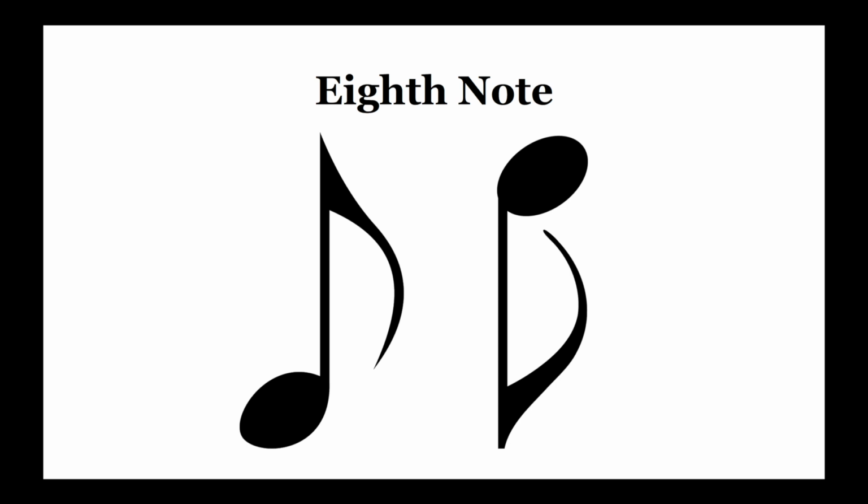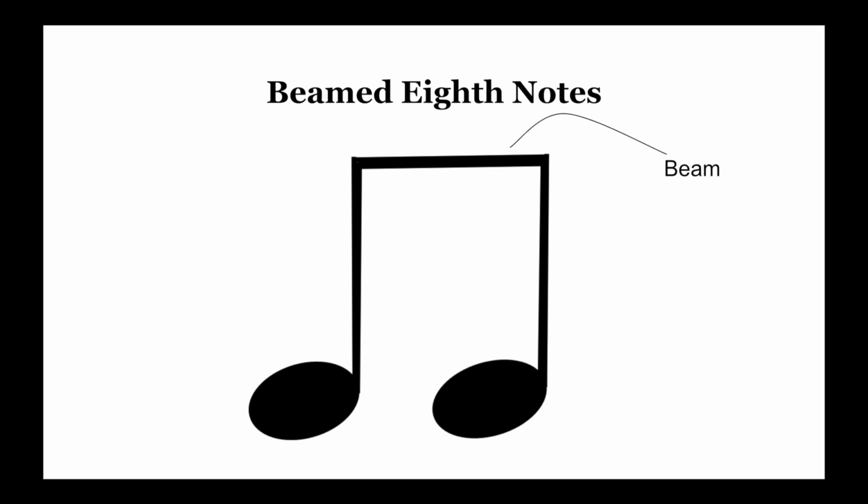Our next note is an eighth note. Notice it looks like a quarter note, but we've added something called a flag. The flag always points to the right side, whether the note stem is pointing up or down. Sometimes when we have more than one eighth note next to each other, we turn the flag into a beam. Notice that this is still two separate eighth notes because there are two note heads, but they are beamed together for ease of reading.